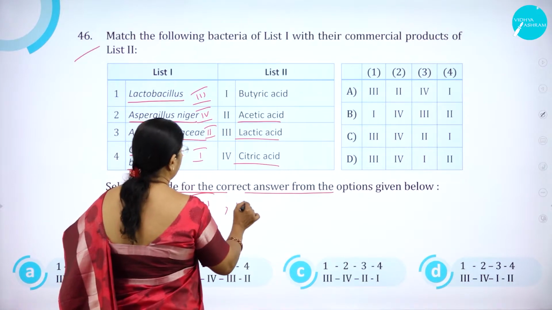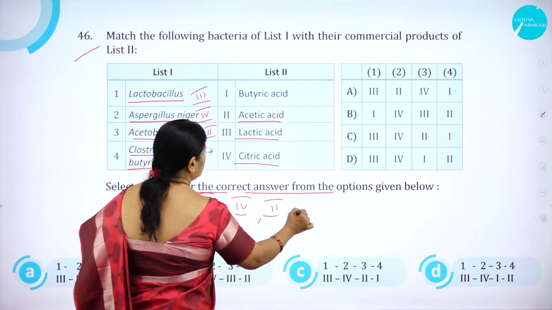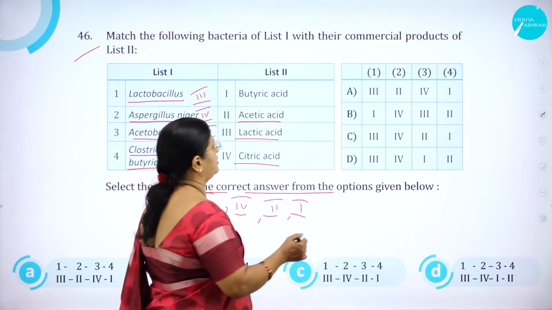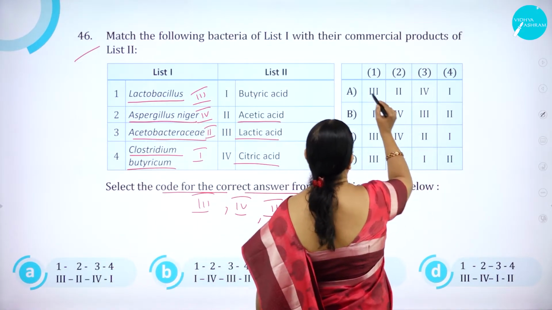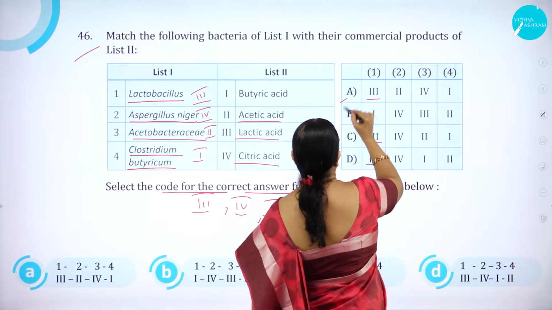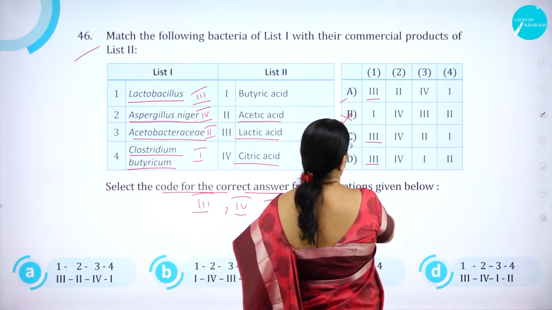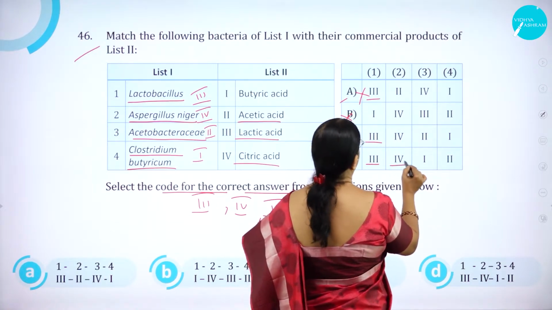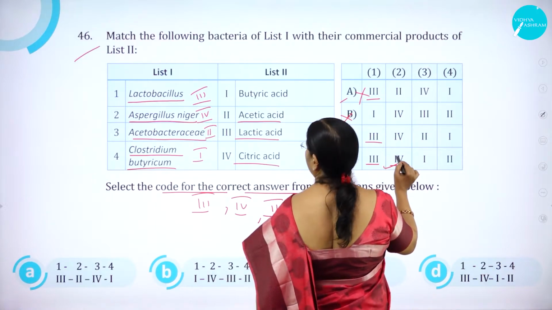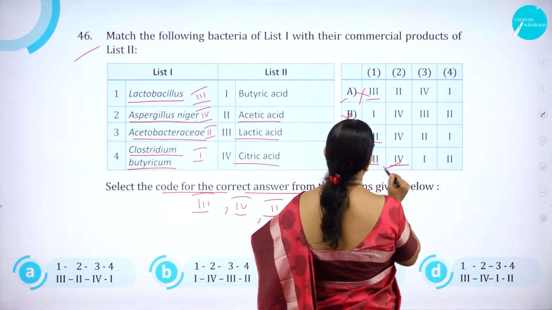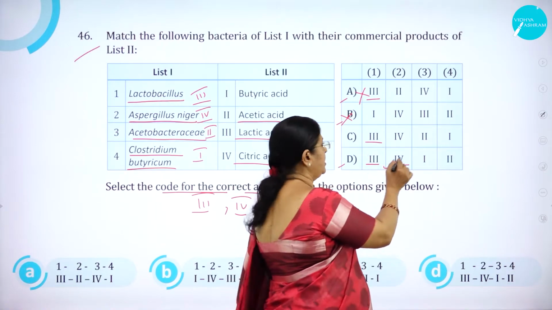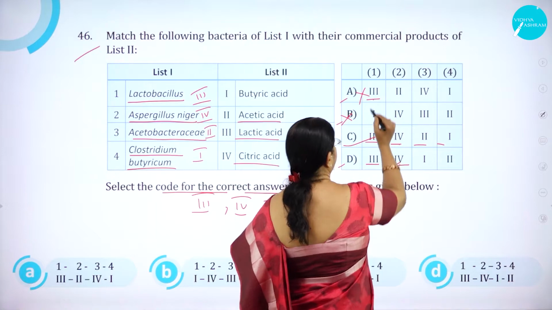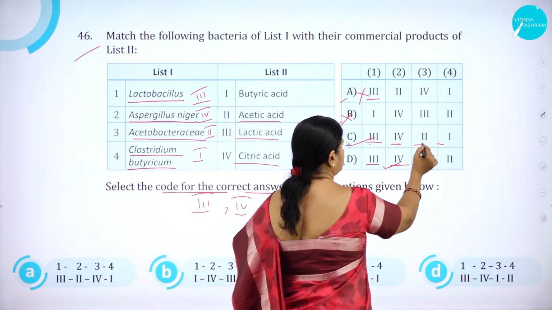So 3, 4, 2, 1. Which is the option which is having 3, 4, 2, 1? Here also 3 is there, here also 3 is there, so you have to check in this. This is not wrong: 3, 4, here 2 is there. So this is also wrong. Here you can see 4 is there. 3, 4, 2, 1: so this is correct. Here it is wrong, here it is wrong. 3, 4, 2, 1, that is C.